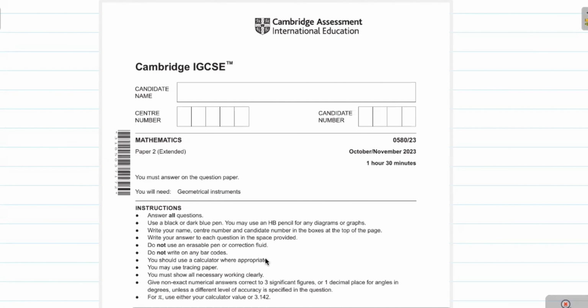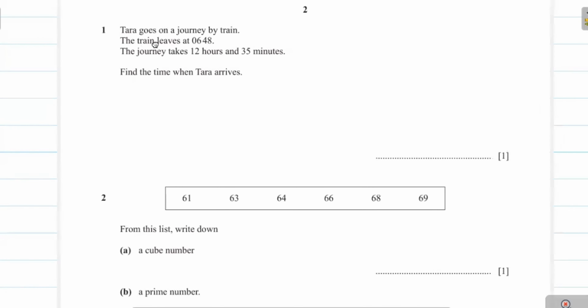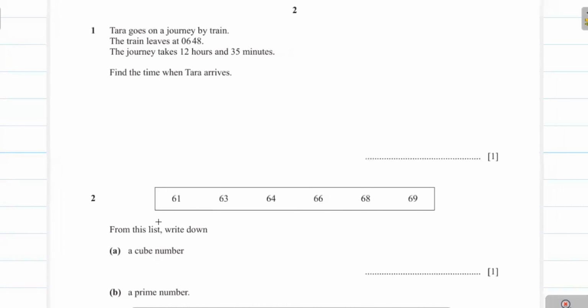Let's start the questions of this paper. Question 1. Tara goes on a journey by train. The train leaves at 6:48. The journey takes 12 hours and 35 minutes. Find the time when Tara arrives.